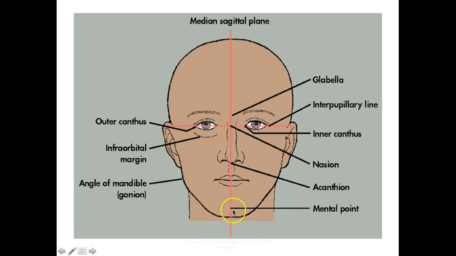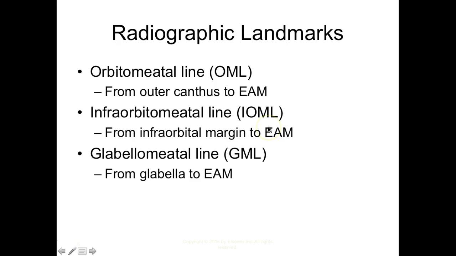You have your mental point, which is the point of your chin, the angle of your mandible, which we're going to call the gonion, and you have your infraorbital margin right down here. So IOML is going to be a line that we're going to use quite a bit, along with your outer canthus, which is your OML. So it's important that you know where your outer canthus is, your infraorbital margin is, your gonion, mental point, acanthion, nasion, glabella, inner canthus, outer canthus.